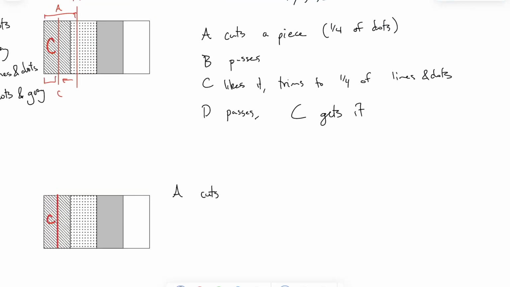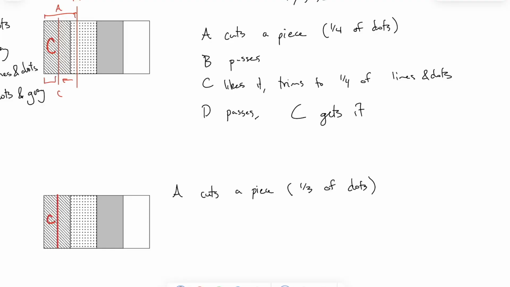Before, A cut a piece which has 1/4 of the dots, but since there's only 3 people left, we're now going to be considering thirds of everything. So A cuts a piece, and this should represent 1/3 of the dots. That's because there are only 3 players left, and so now everybody's trying to get thirds of what remains. All right. So A is going to make another line, and you want to position this line somewhere around here so that it cuts out 1/3 of the dotted region.